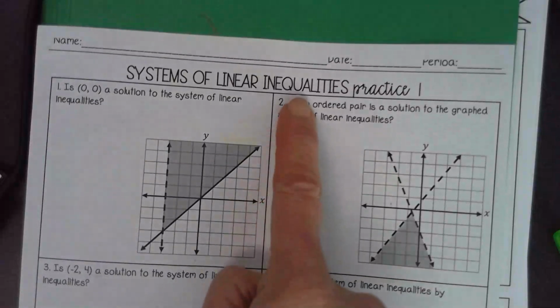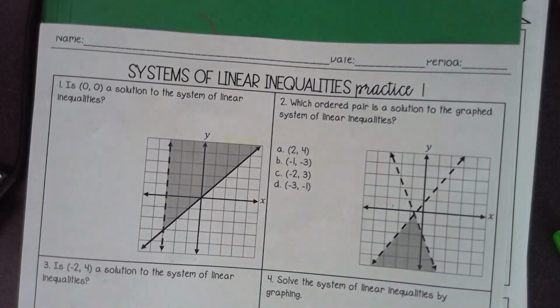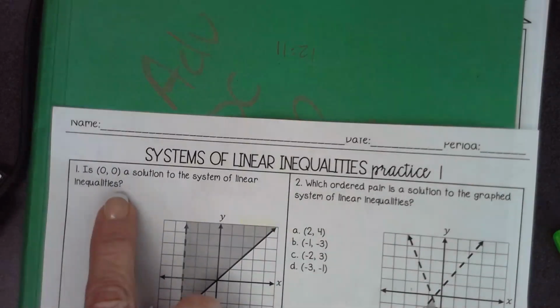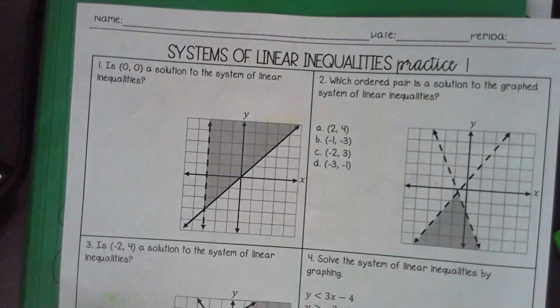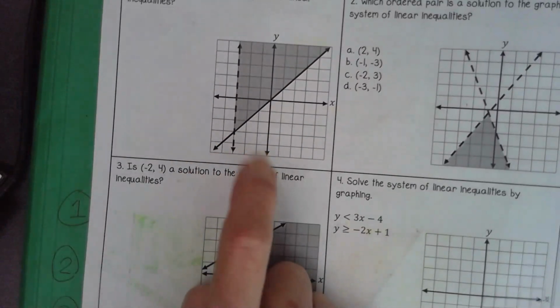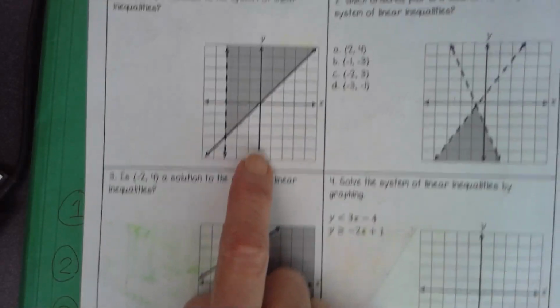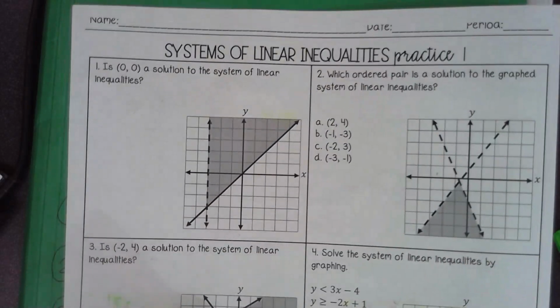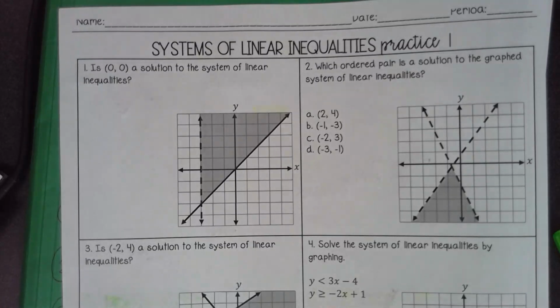Okay, so let's flip over on the back. I just want to do a few of these. Numbers 1, 2, and 3 are actually giving you the system, and they're asking you if these ordered pairs are solutions. So you can pause the video and do 1, 2, and 3, and then we'll look and see what your answers are.